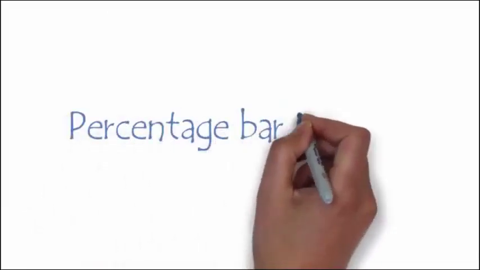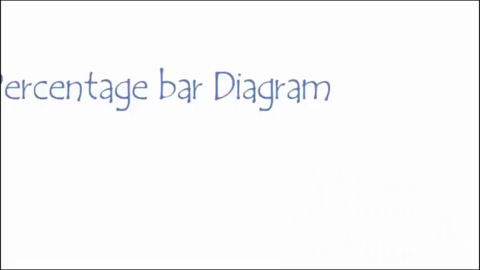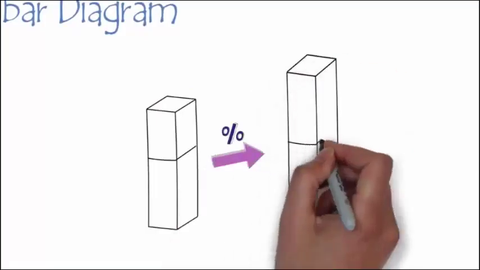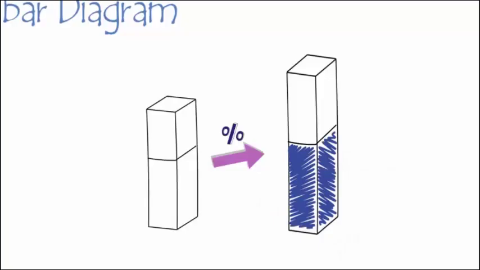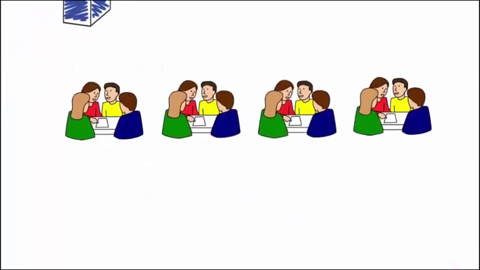Percentage bar diagram. It is a special type of subdivided bar diagram. In a percentage bar diagram, the data is converted into percentage form. Hence, we get all bars of equal height, that is 100. Let's go to the previous example.